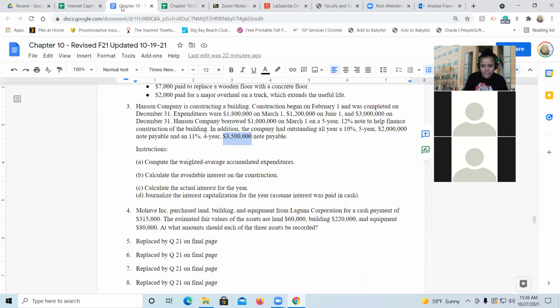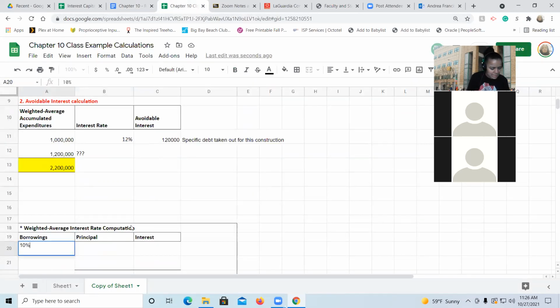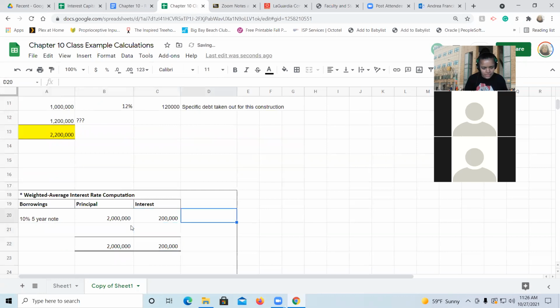So the first one that we will tackle is the 10% 5-year 2 million note. I'm just identifying what debt I'm referring to. It's a 10% 5-year note. The principal or the loan amount is 2 million and the interest is 10%, and so the amount is 200,000. So it's 2 million times 10%.